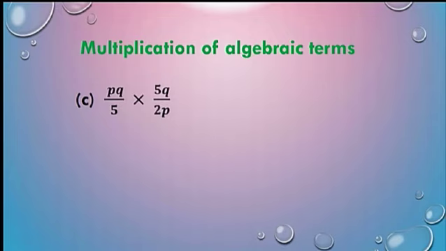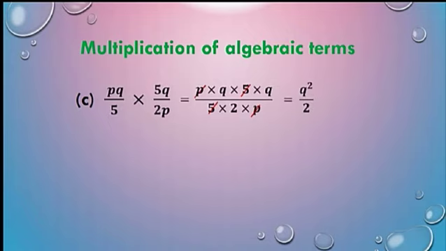You can see that in both fractions we have some common terms. So since we have common terms, we are going to write them in expanded form first. Then we see what are the common elements that can be cancelled out. Here we have p in the numerator and p in the denominator. We also have 5 in the numerator and the denominator. We are left with q times q, which is q squared, and in the denominator we have 2.